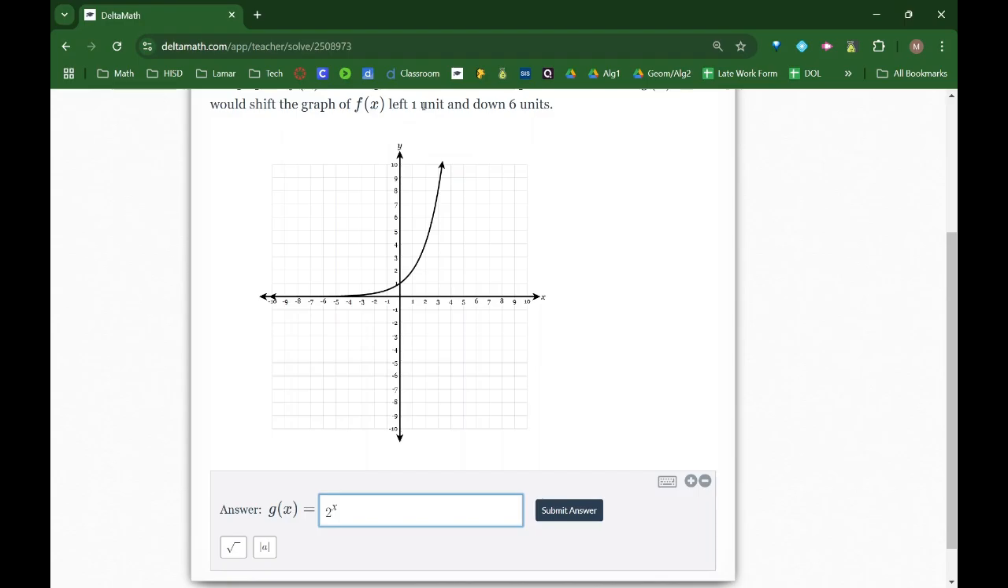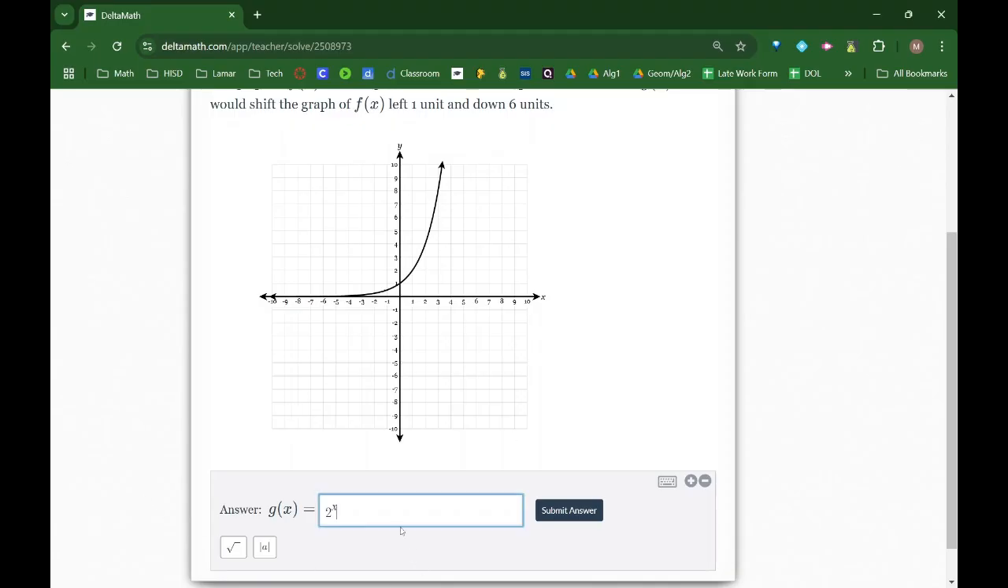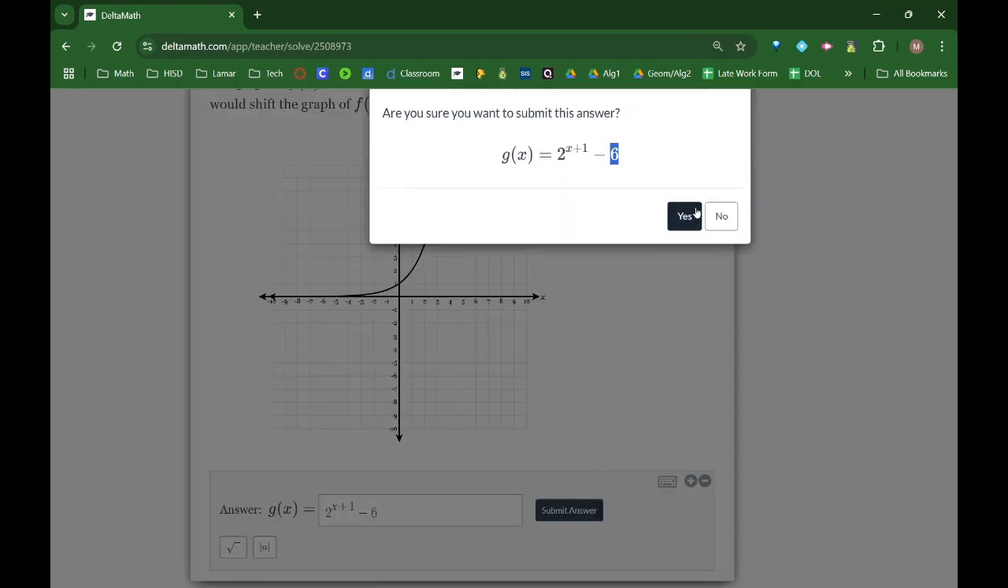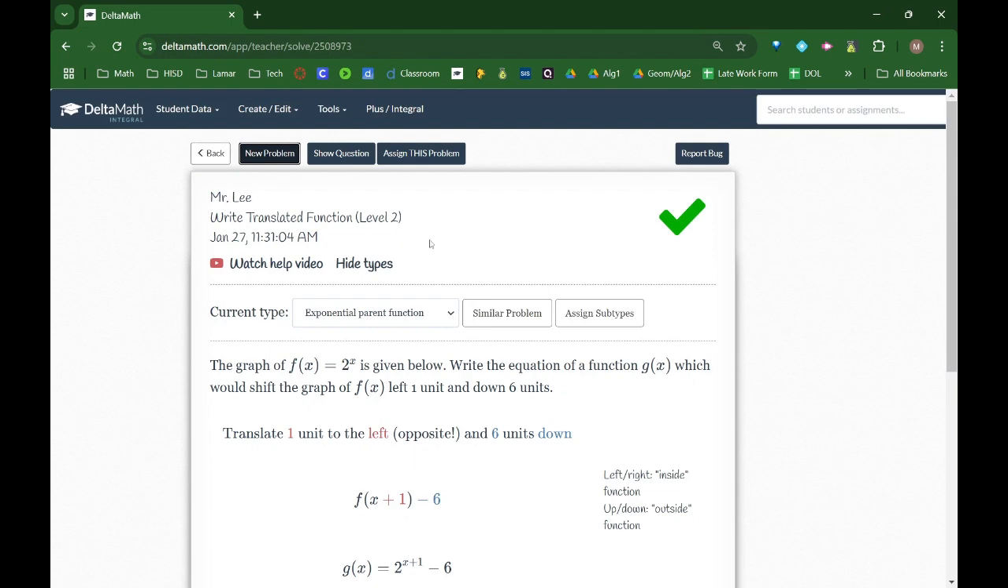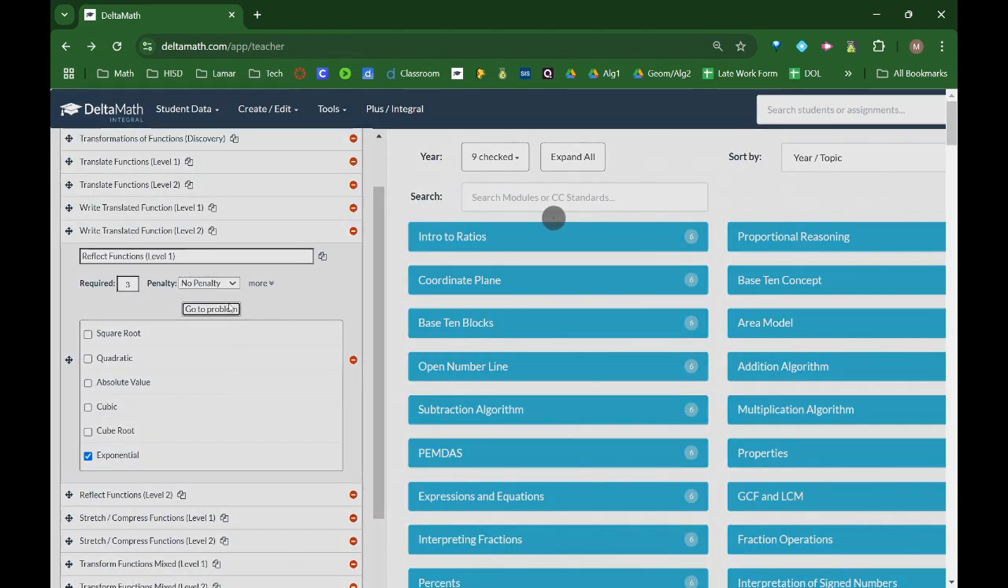We want to go left 1 unit. We haven't done a left transformation yet. Well, left is going to be plus something next to the x. So it's going to be left 1, so it's going to be a +1 next to the x inside that exponent there. A downshift, remember we want to do a minus on the outside of the exponential function. So that's going to be our answer there.